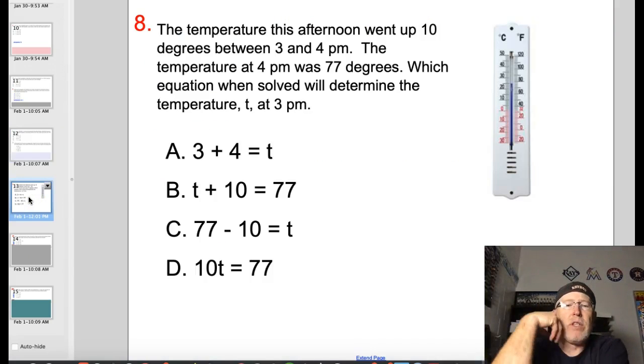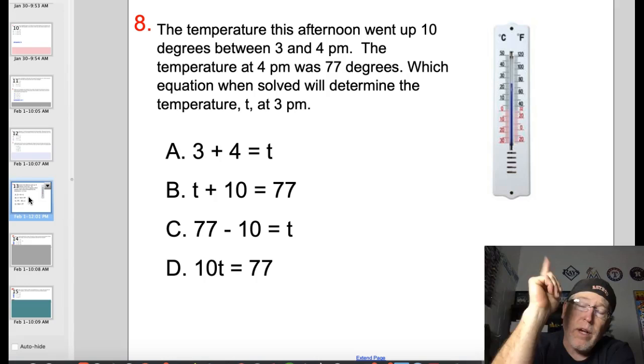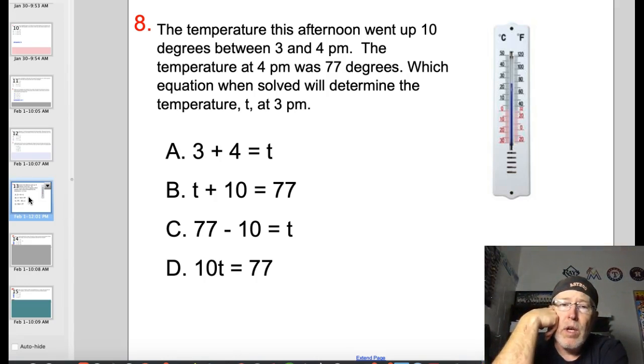This is a really tough one. I'll give you a little extra time on this one. There is one like this on the quiz or the chapter test. I can't remember where. The temperature this afternoon went up 10 degrees between 3 and 4. The temperature at 4 was 77 degrees. Which equation, when solved, will determine the temperature, T degrees, at 3 p.m.? Well, let's see. 3 and 4 o'clock. At 4 o'clock, it was 77. And it went up 10 degrees. So I would go 77 minus 10 degrees. So that's the subtraction to solve it.